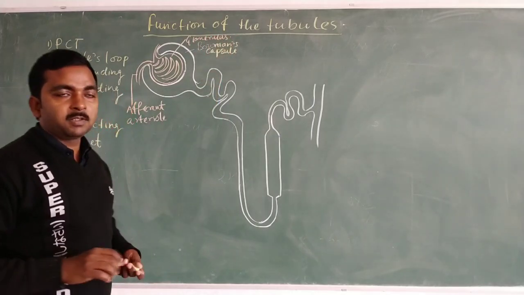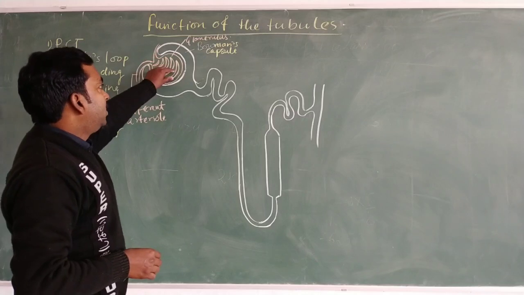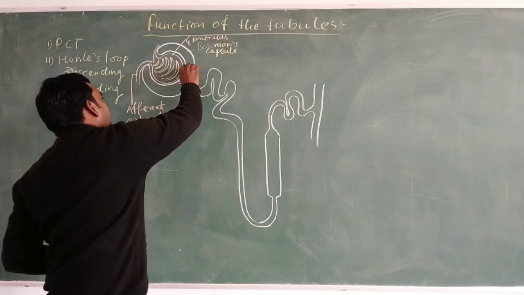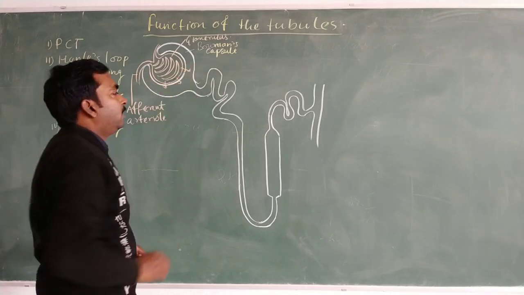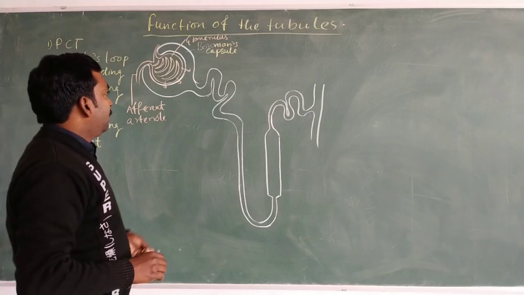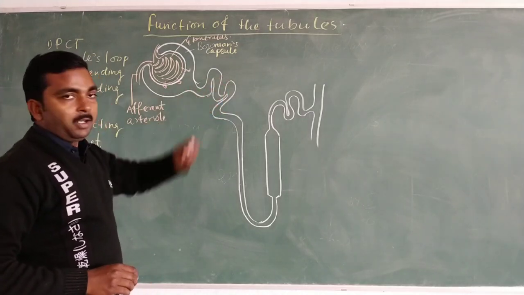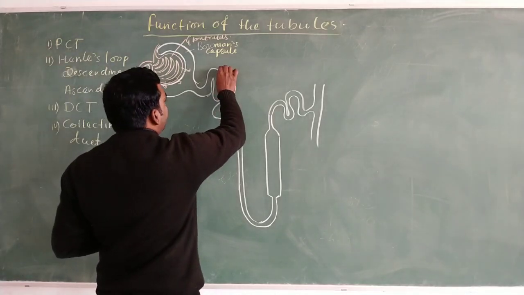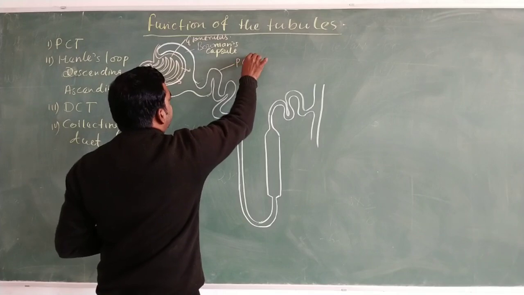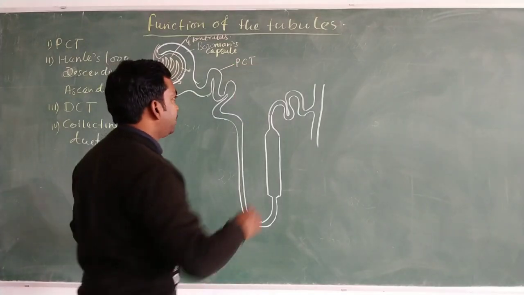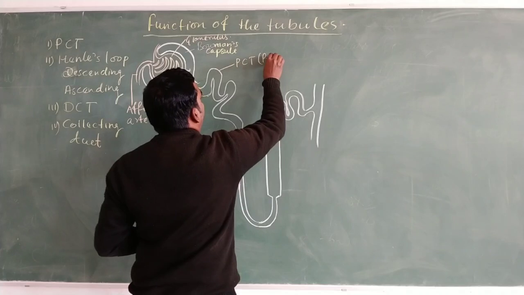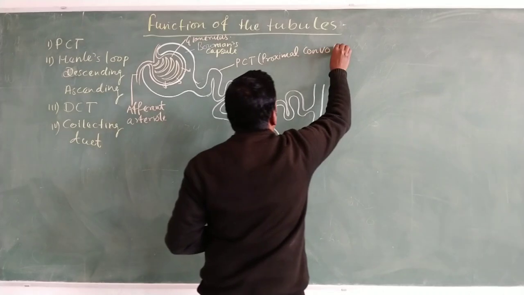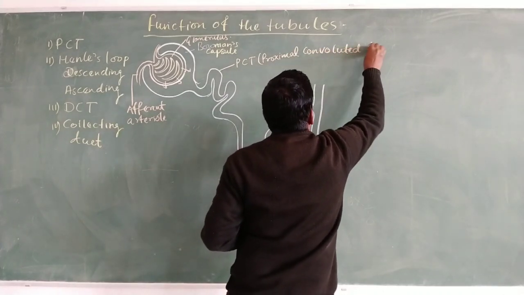So actually we are discussing ultrafiltration, that from the glomerulus the blood gets filtered, or the plasma, most of the part of the blood gets filtered into the Bowman's capsule, and from the Bowman's capsule it continues into the tubular part. So the first tubular part is the PCT, which is the proximal convoluted tubule.